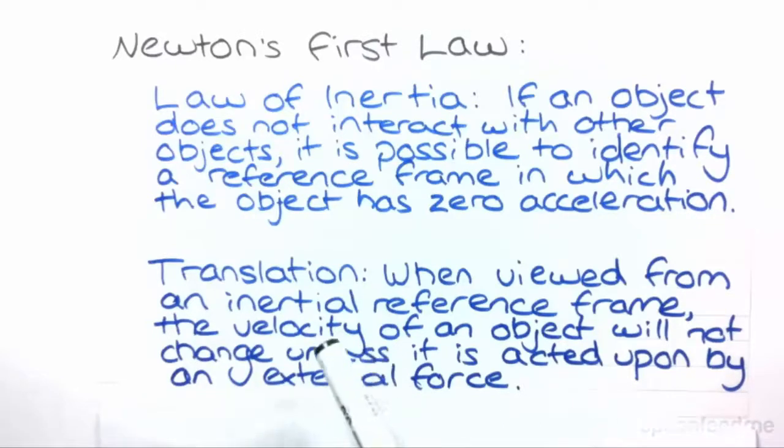Now, it says here an inertial reference frame just because if we look at a body from a non-inertial reference frame, or a reference frame that's accelerating, it will appear like the body is accelerating even when forces aren't acting upon it. So using the words inertial reference frame just clears that up.